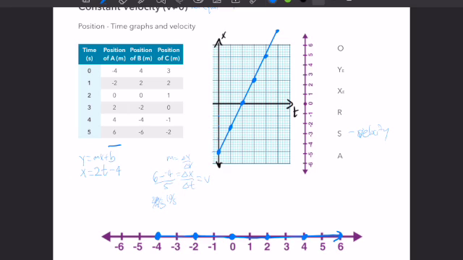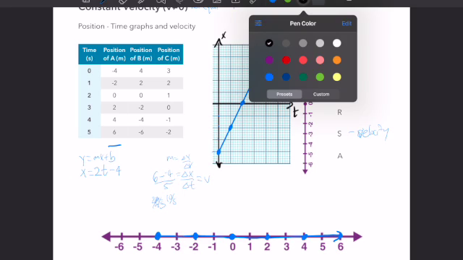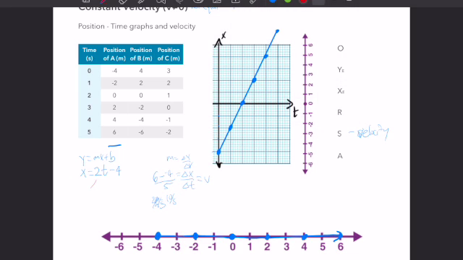And we want to point out that this 2 is the velocity, and this minus 4 is the initial position, x0. So generically then, we might expect the position equation to look like this: x equals vt plus x0, where the rate of change, the slope, is equal to the velocity.